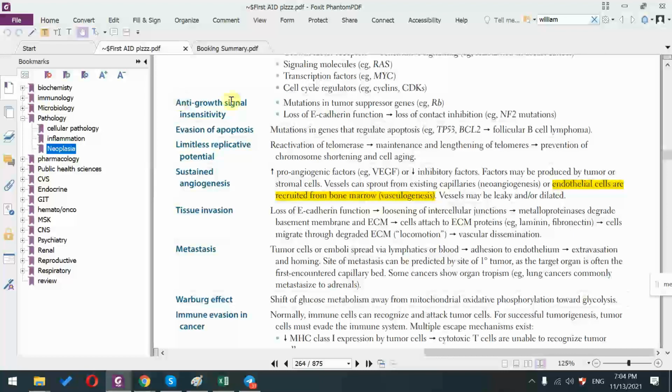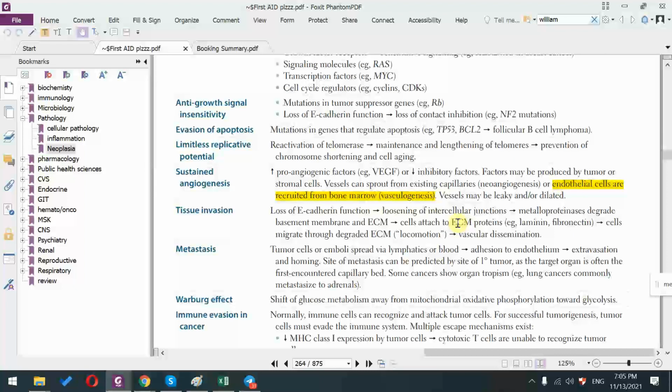So, anti-growth signal insensitivity: mutation in the tumor suppressor genes like the RB. Remember the RB, I just showed you it. It was after the G1 phase, and it was controlling the progression of the cell cycle. If the RB is messed up, you can think what will happen. The police officer is dead, so you will just be going really quick through the cell cycle. More going through the cell cycle will lead to hyperproliferation of the cell, and hyperproliferation of the cell leads to cancer.